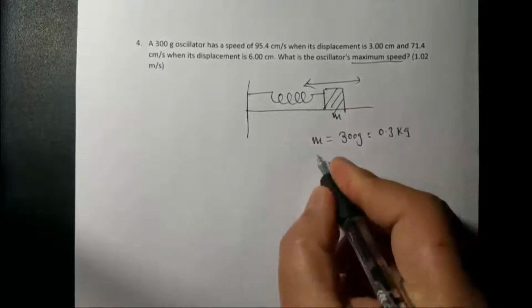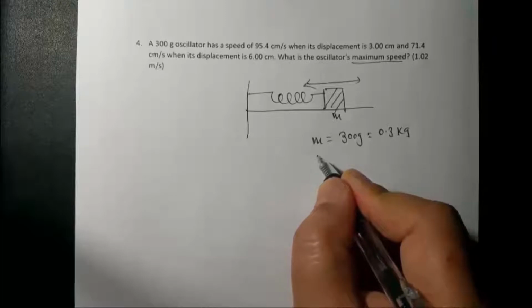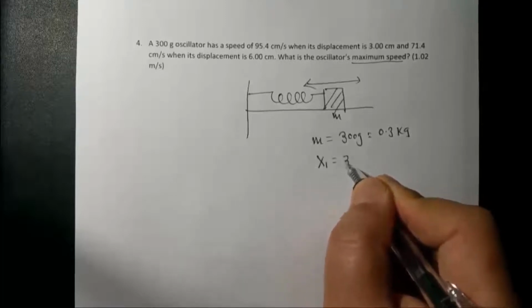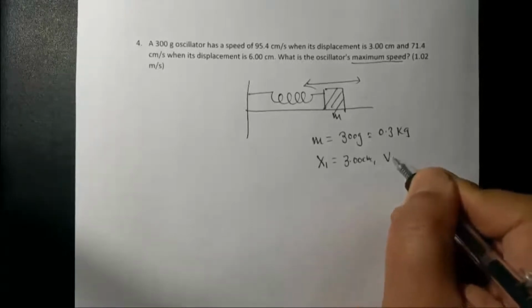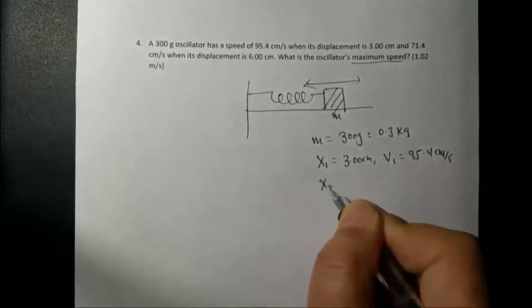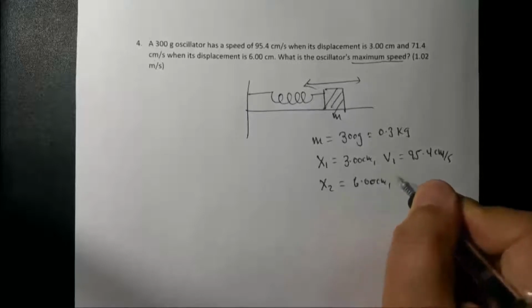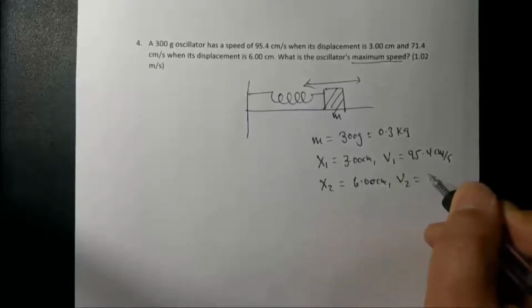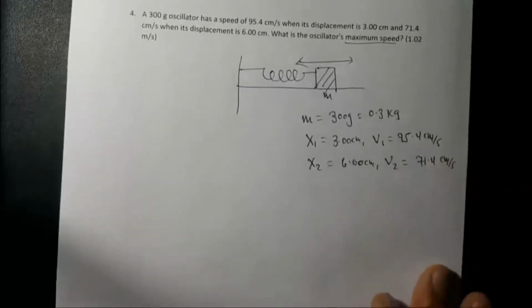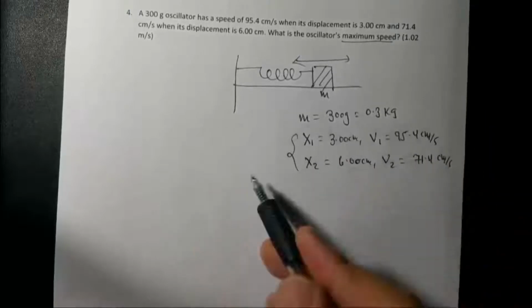0.3 kilogram, and it gave you two different values. At initial displacement 3 centimeter, the velocity was 95.4 centimeter per second. And when its position was 6 centimeter, its velocity is 71.4 centimeter per second. You can convert everything into standard units. These are the givens, because position and velocity are both changing.